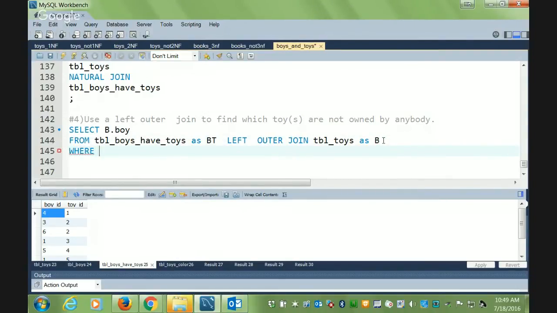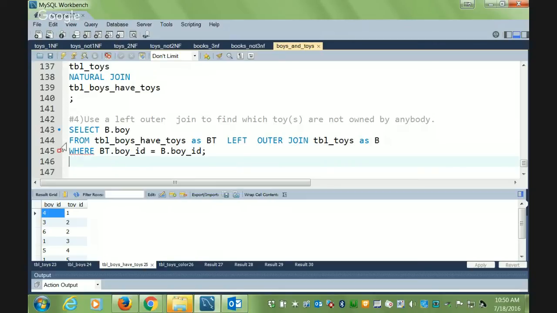Where? Okay, how are you joining it? BT dot, just so that I don't have to write the full name, boy ID is equal to the B's boy ID. Okay. Again, you can use on or where. And for a minute, just let's leave it. Oh, maybe, what isn't it liking? Let's see, what isn't it liking?